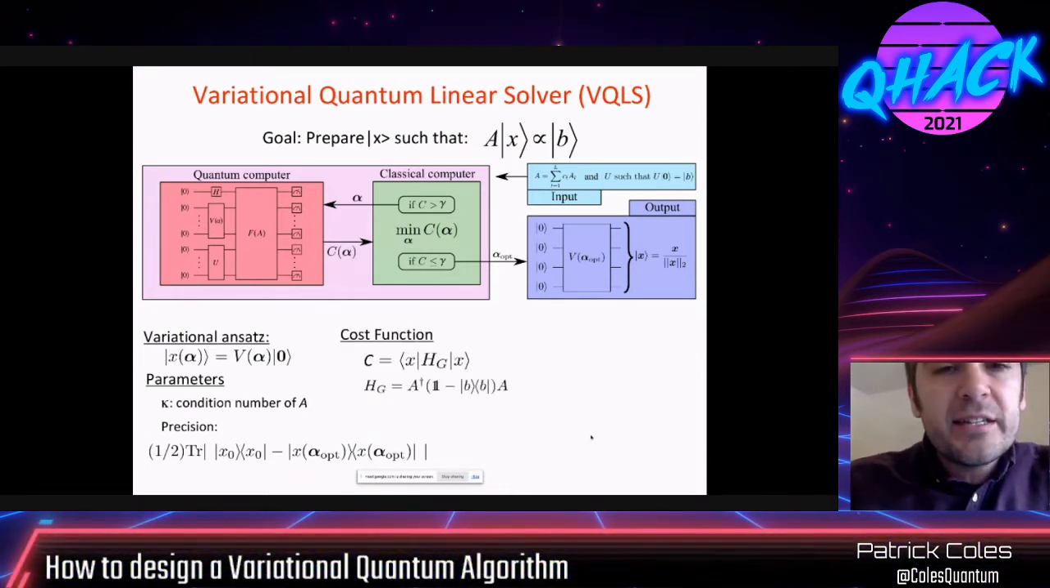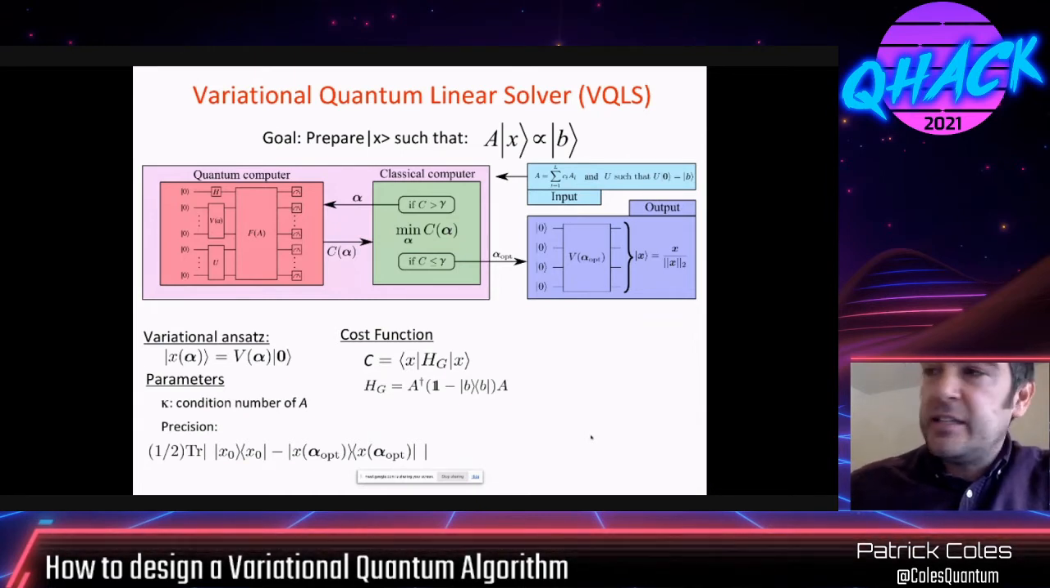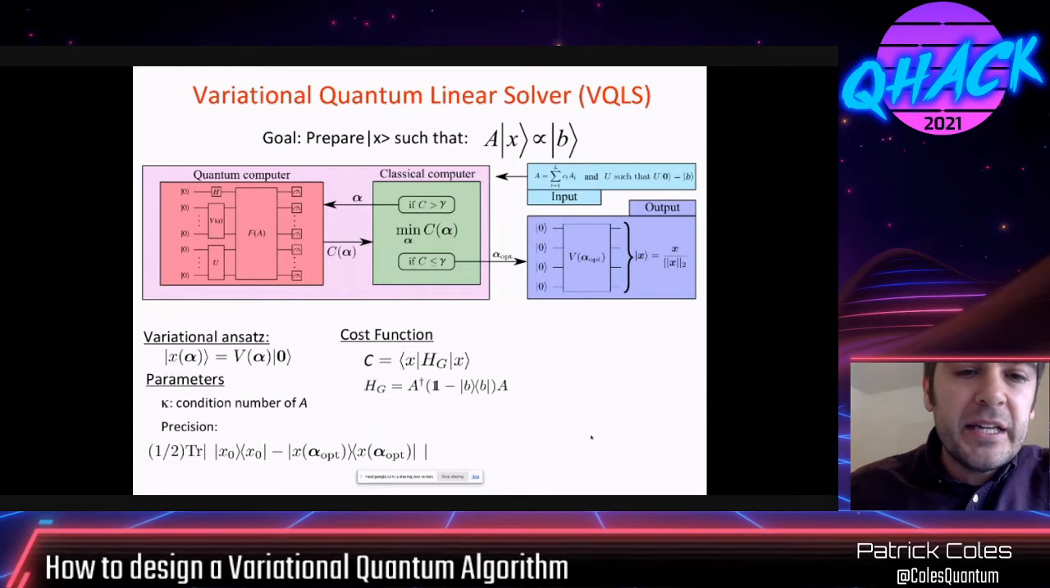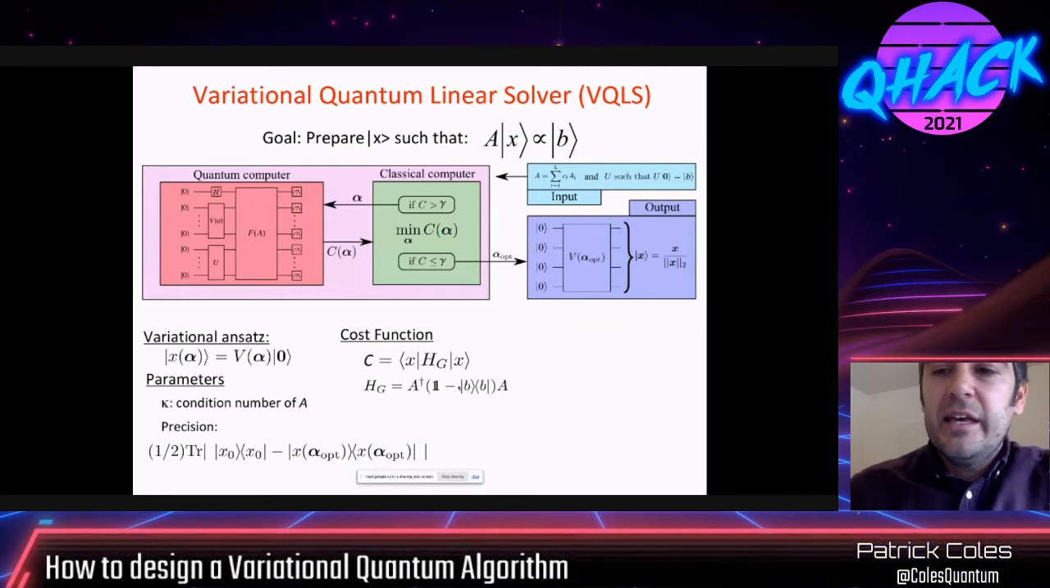Okay, so let's get to the cost function. We proposed a cost function as the expectation value of some Hamiltonian. Here, the idea is that identity minus the projector onto B is the projector orthogonal to B, right? And so what this cost function quantifies is how much component AX has orthogonal to B. So it's penalizing you for being orthogonal to B, trying to make your state more parallel to B.